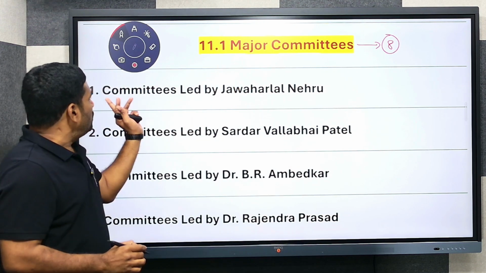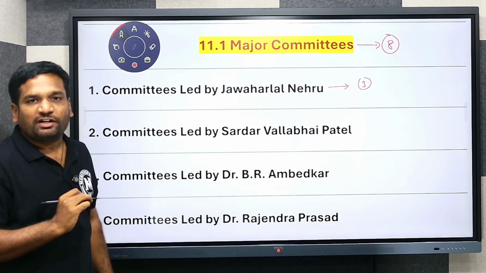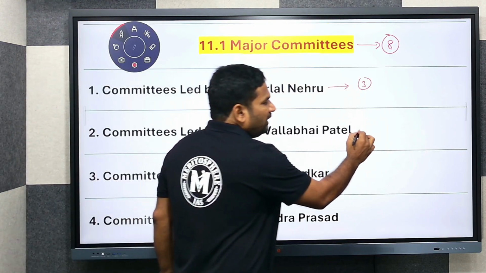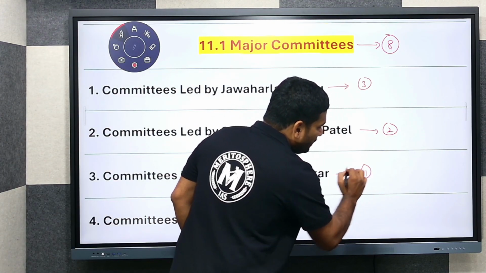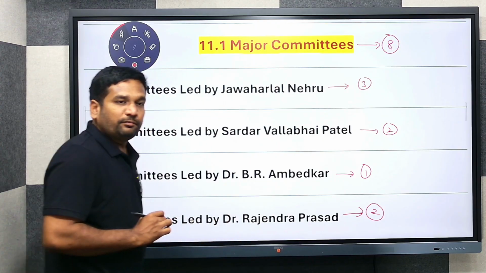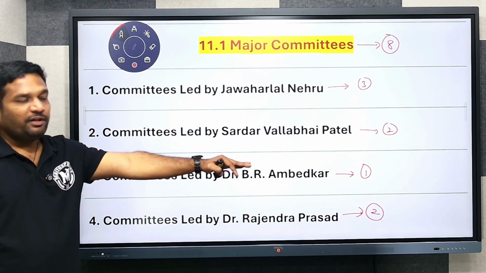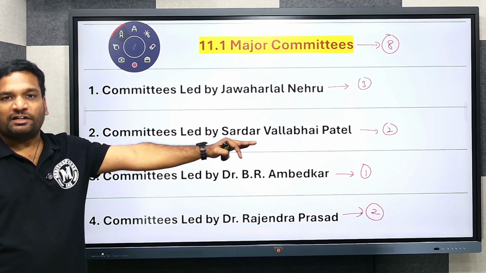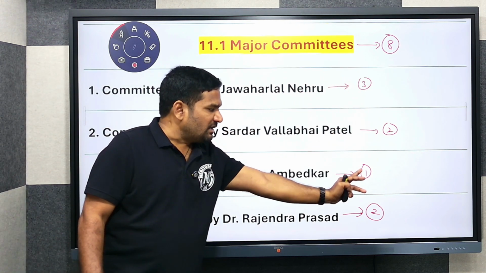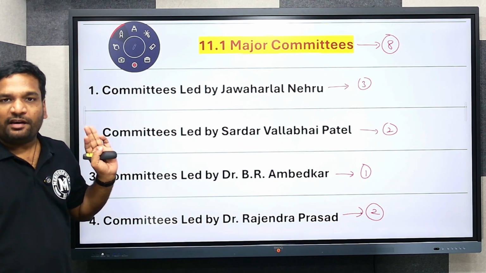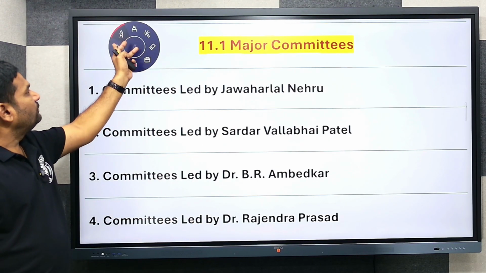Here, committees led by Jawaharlal Nehru: Jawaharlal Nehru led 3 major committees, whereas Sardar Vallabhbhai Patel led 2 such committees. Dr. B.R. Ambedkar led 1 committee, whereas Dr. Rajendra Prasad led 2 major committees. 3 plus 2, 5, 6, 7, 8. So in total, there are 8 major committees, right? We are going to look into all these 8 major committees.